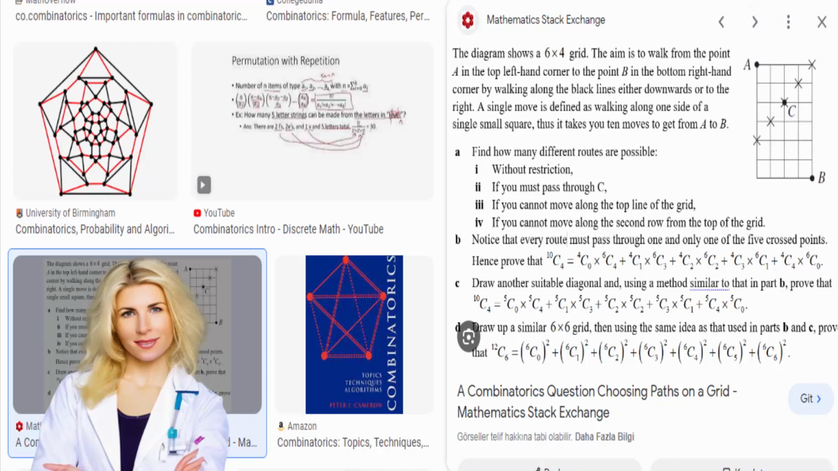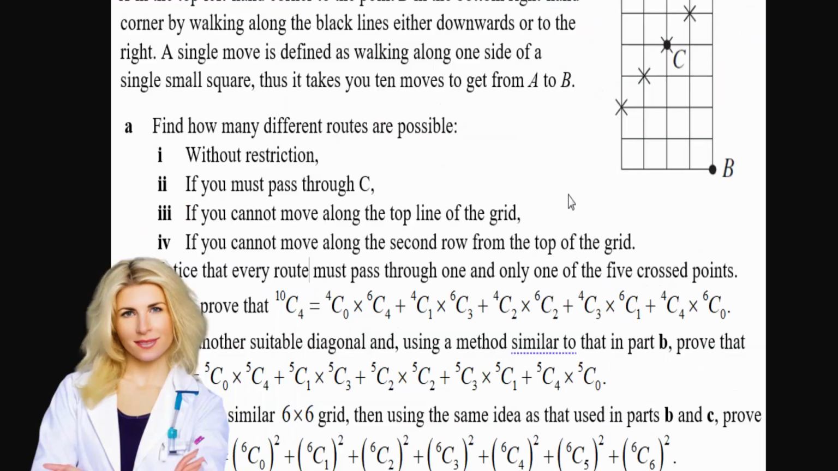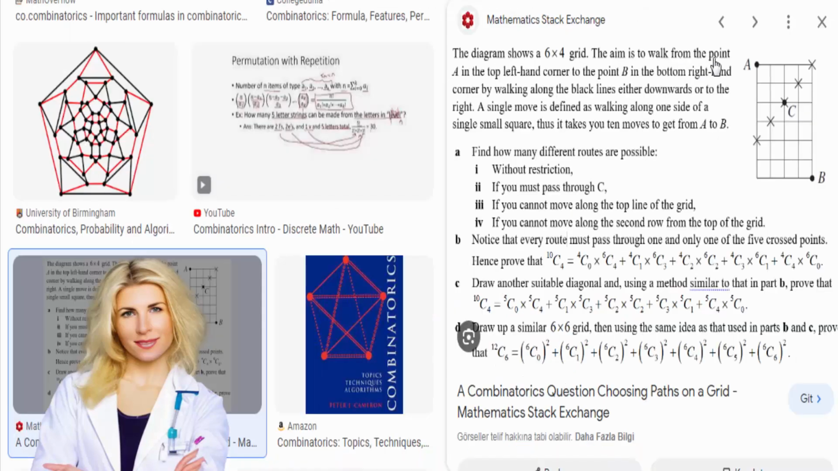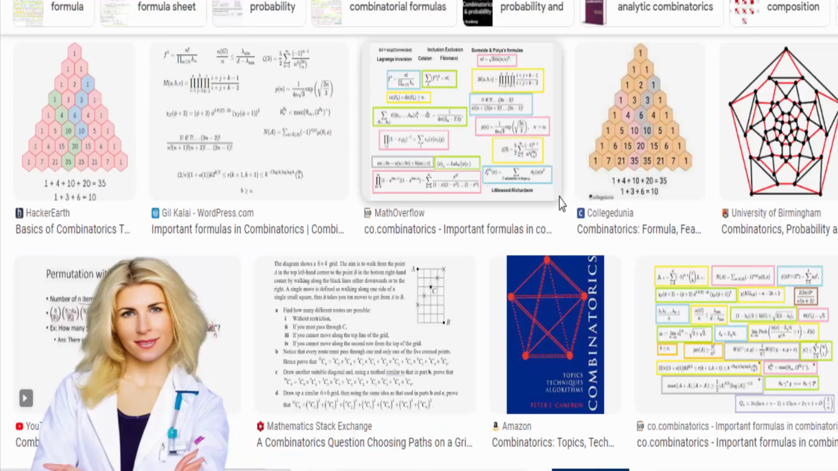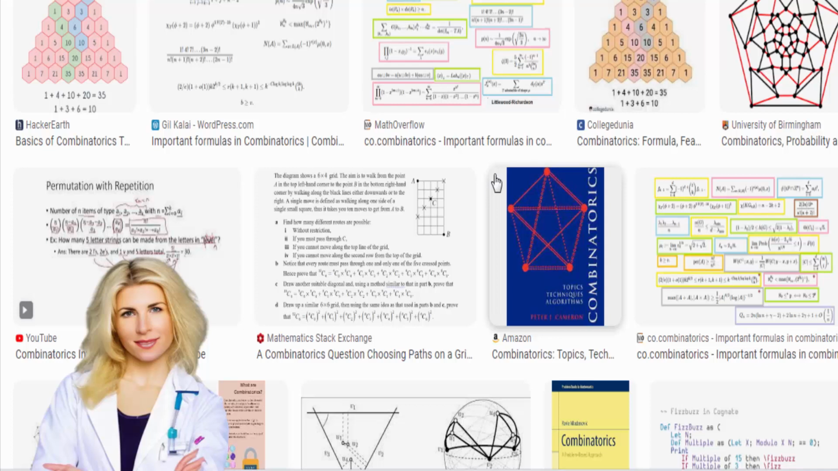Permutations. Permutations are arrangements of objects in a particular order. For a set of n distinct objects, there are n factorial ways to arrange them. The number of permutations of n distinct objects is n!. For example, there are 5! equals 120 ways to arrange 5 distinct objects in a row.